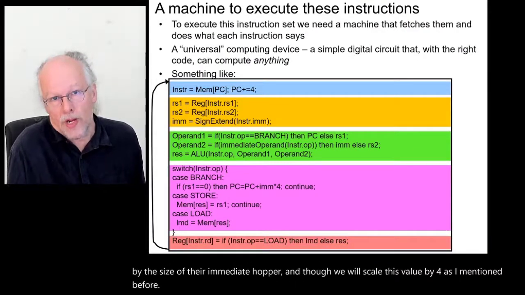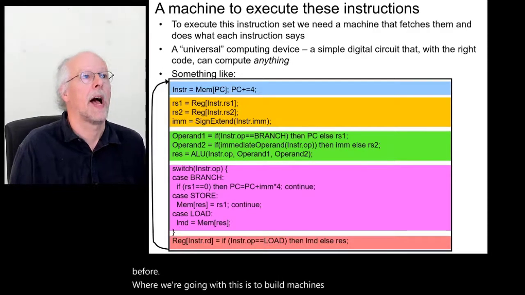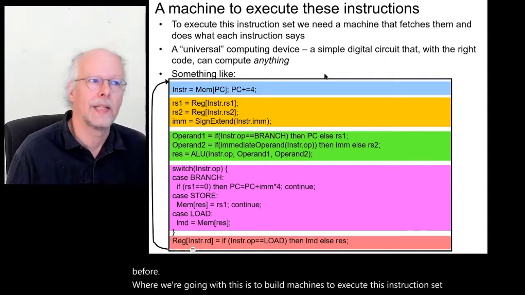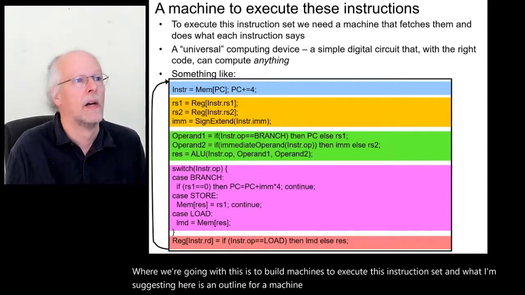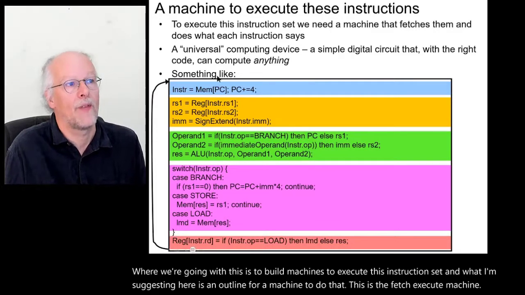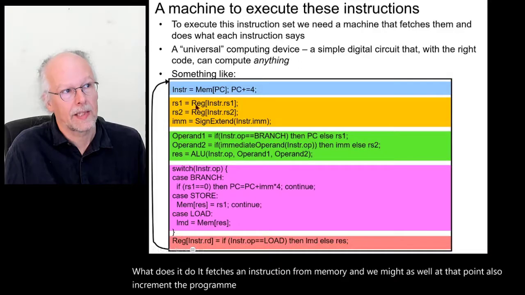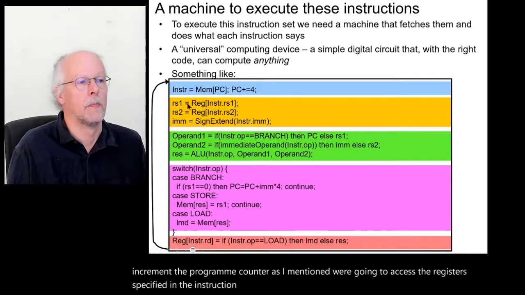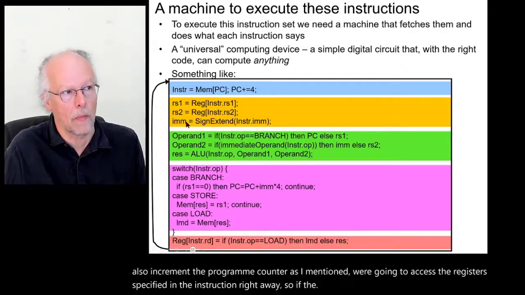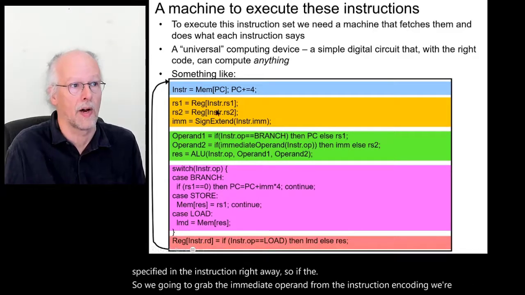So where we're going with this is to build machines to execute this instruction set. And what I'm suggesting here is an outline for a machine to do it. This is the fetch execute machine. What does it do? Well, it fetches an instruction from memory, and we might as well at that point also increment the program counter. The register is specified in the instruction right away. So we're going to grab the immediate operand from the instruction encoding. We're going to grab the register specifiers and look them up in the register file.